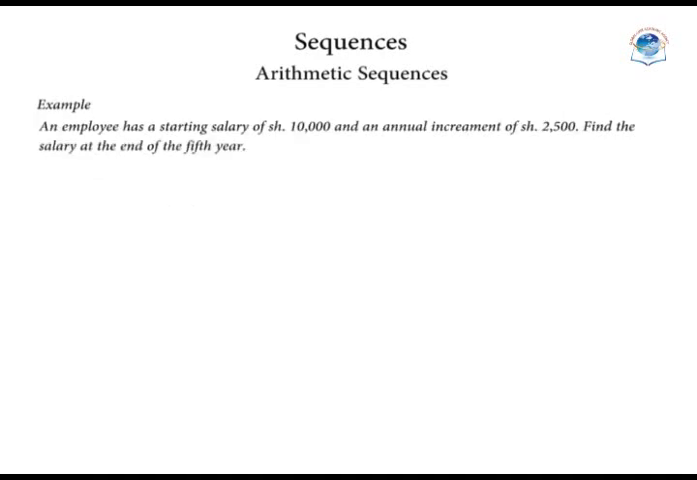Last example, an employee has a starting salary of 10,000 with an annual increment of 2,500. Find the salary at the end of the 5th year. In this case, A is the starting salary and is 10,000. D is the annual increment and it is 2,500. N is the number of years and it is 5. So we have 10,000 plus 5 minus 1 times 2,500. That gives us 10,000 plus 5 minus 1 is 4 times 2,500 is 10,000. And so the answer is 20,000.